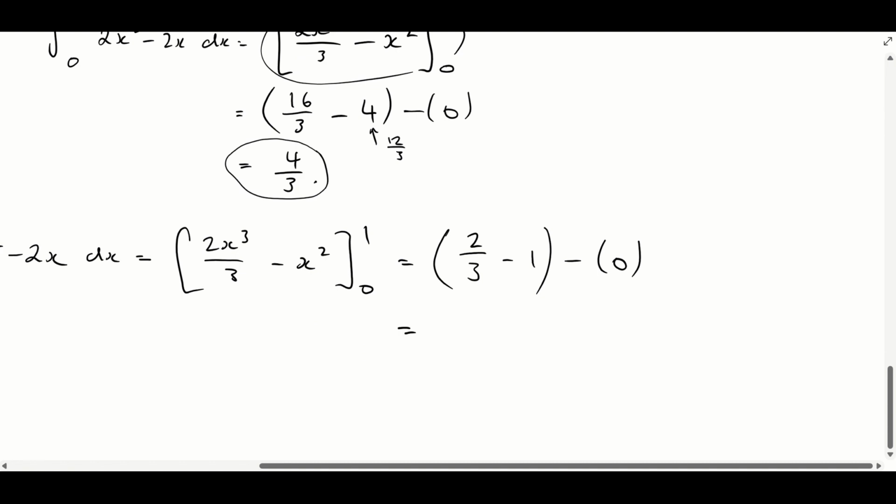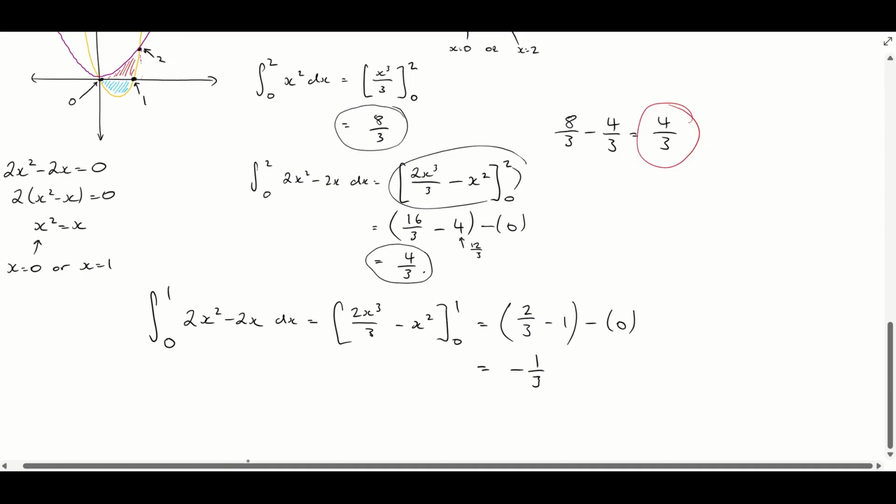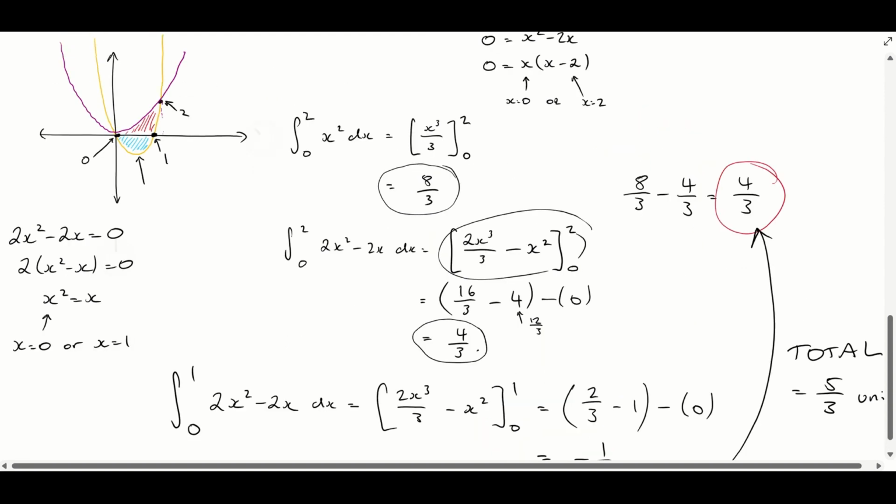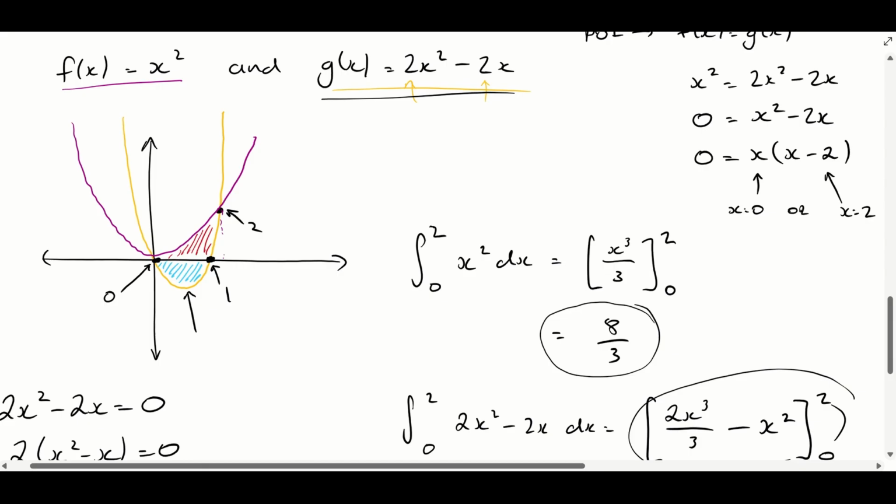And 2/3 subtract 1, that just gives me -1/3, which makes sense because if you look over here, I'm underneath the x-axis, so I would expect to get negative area. But for our purpose, when we're talking about area, we don't really have negative area, so we just say 1/3 units squared. And that is that blue component which we've just calculated. So if I add the red and the blue together, if I add 4/3 and 1/3, my total area would be 5/3 units squared of area bound between these two curves, the yellow and the purple there.